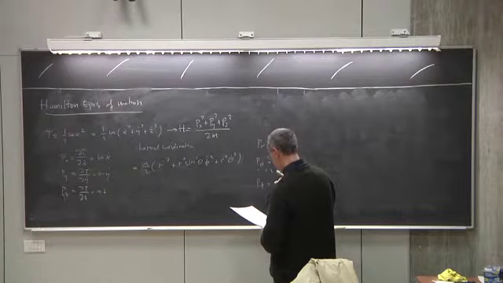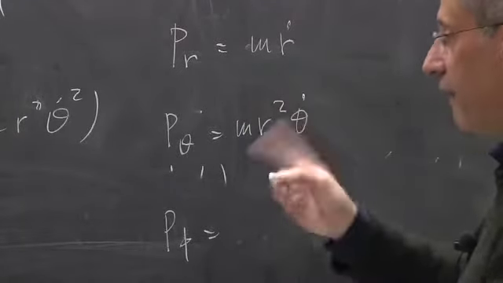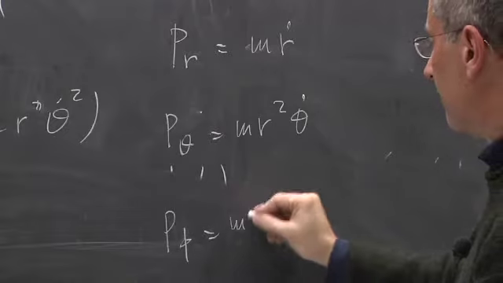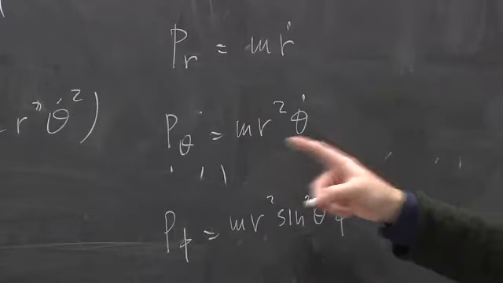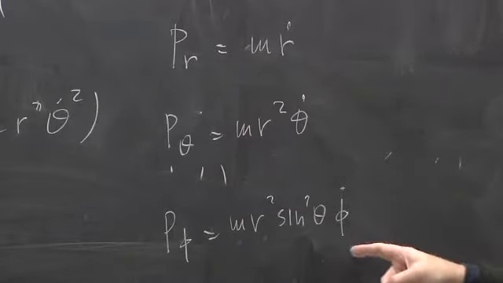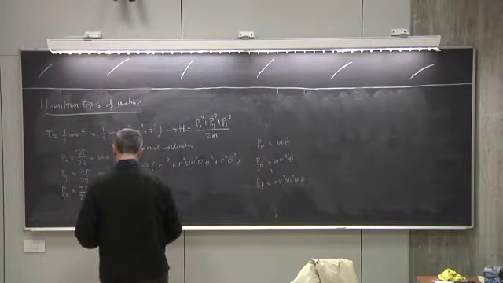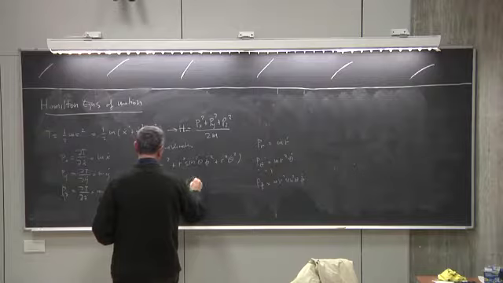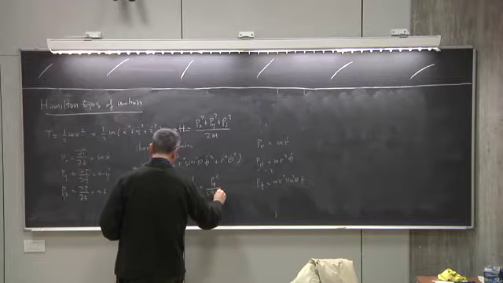And p theta, well, that is the famous angular momentum, right? So it's just m r square theta dot. And p phi is related to that, so it has an extra sine square theta phi dot. So if you now solve for r dot, theta dot, and phi dot in terms of the p's, you get that the Hamiltonian is now 1 over 2m, pr square plus p theta square divided by r square plus p phi square over r square sine square theta.